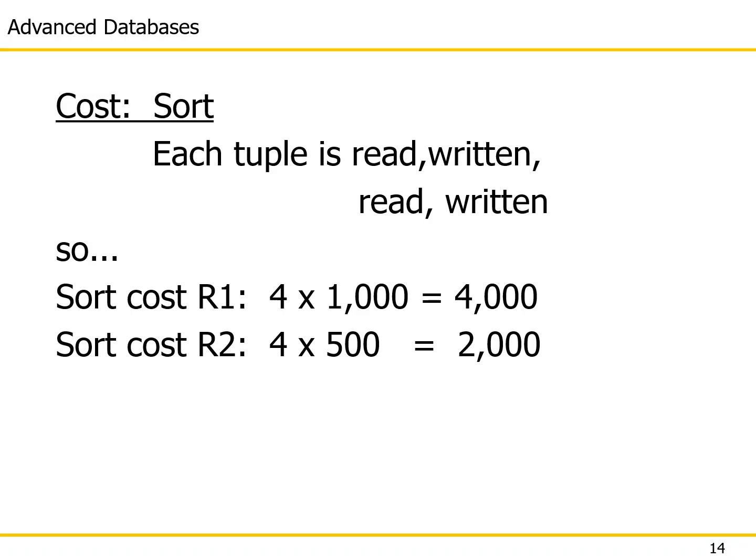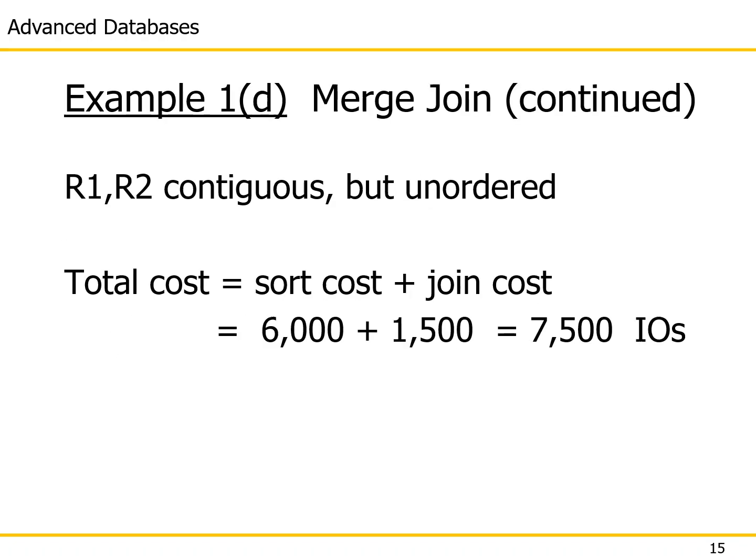Now we have to add this to the cost of the next phase that we've already done, which is doing the join, which was standing at 1,500. So the sort cost is 6,000 IOs and 1,500, as I mentioned, for the join. In total that is 7,500 IOs. So now we are doing worse than the last version we've seen of iteration join.